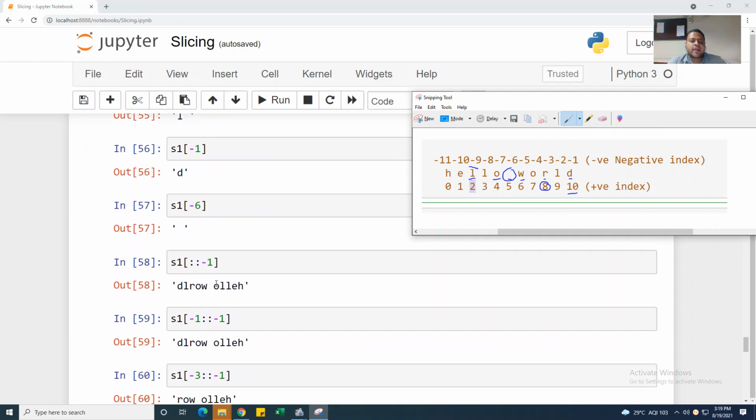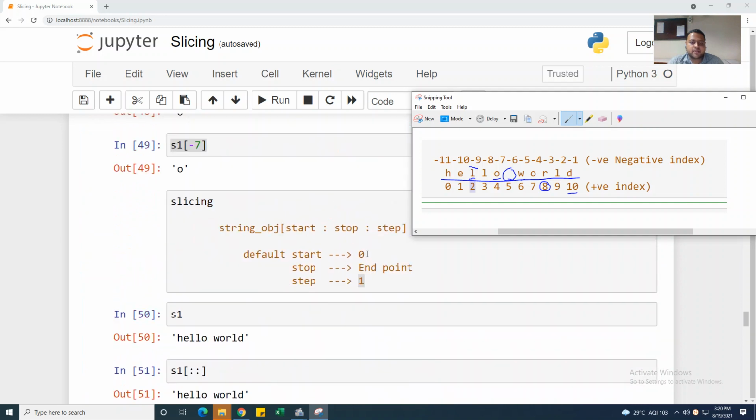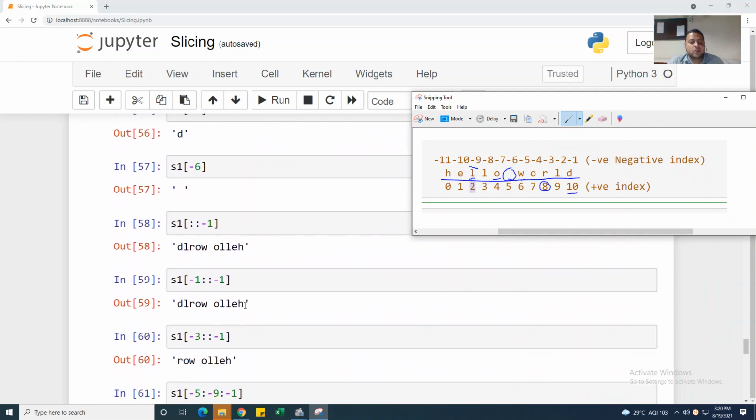Again I am taking colon colon, nothing written here, and minus 1 written. So it will deliver the whole string reversed this way. In C and C++, you need about 7 lines of code to reverse a string. But in Python, you just need slicing to reverse your string. Now, if I am taking s1 minus 1 colon colon minus 1, I am taking minus 1 as my starting point, the ending point is by default, and the step is minus 1. So this is also taking the whole string reversed.